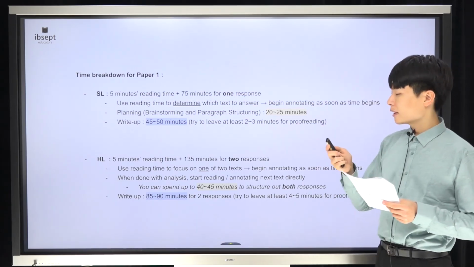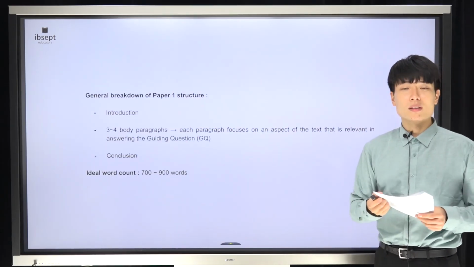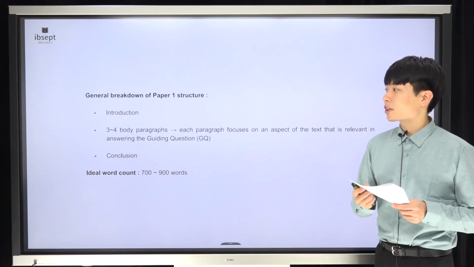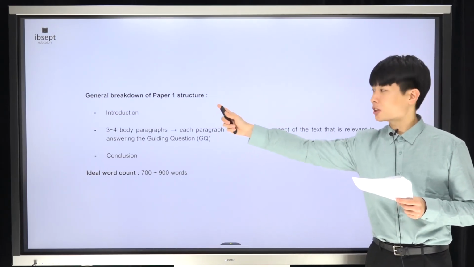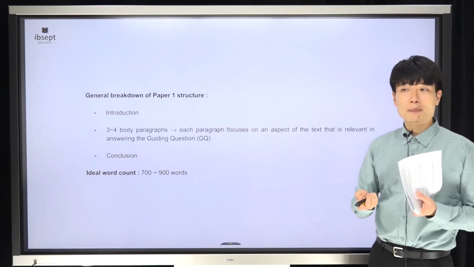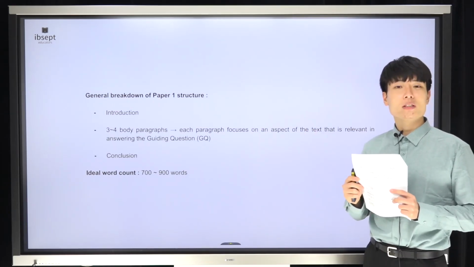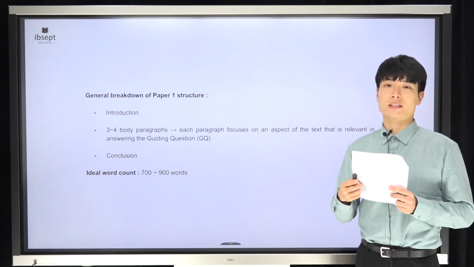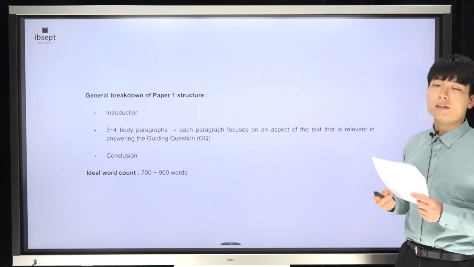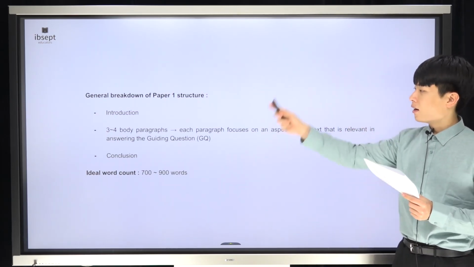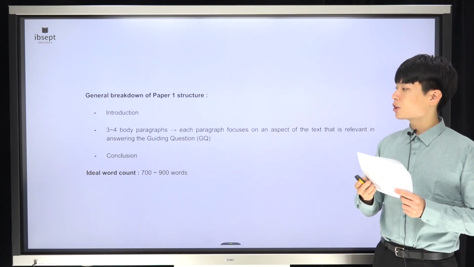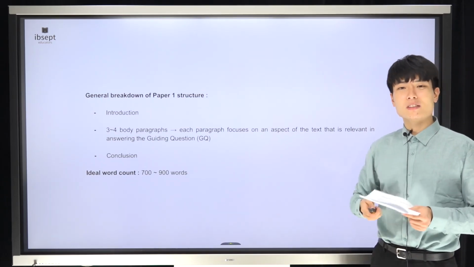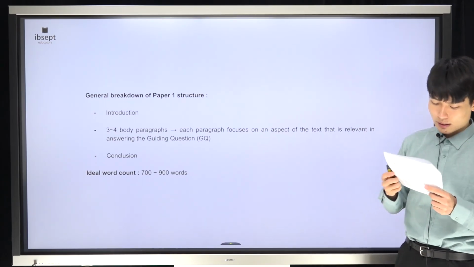Now we're going to be looking quickly at an ideal paper 1 structure. So it will have an introduction, followed by 3 to 4 body paragraphs, each paragraph focusing on an aspect of the text that is relevant to answering the guiding question, followed by a conclusion. Altogether, your paper 1 should be ideally between 700 to 900 words.